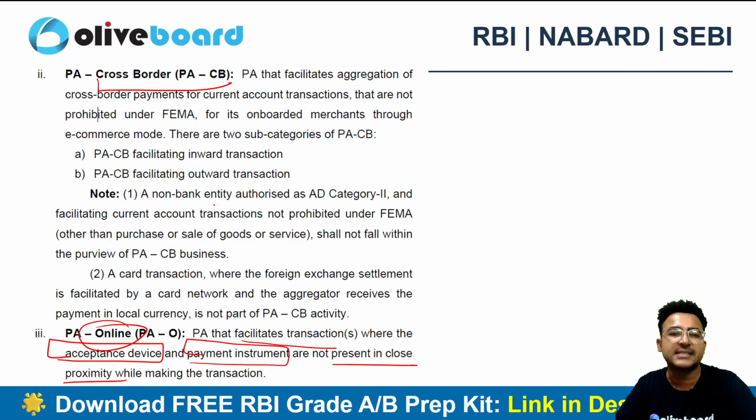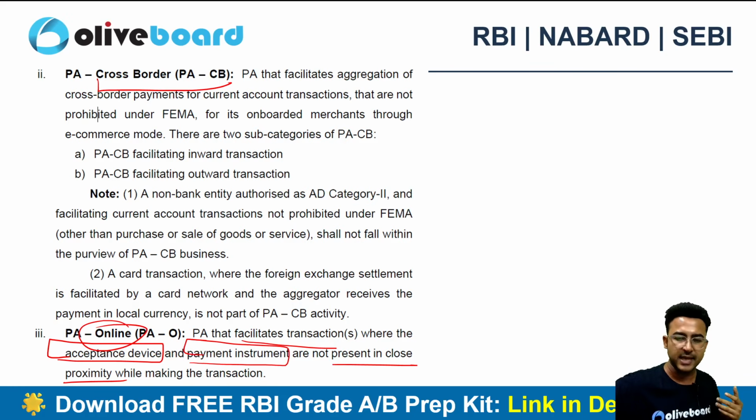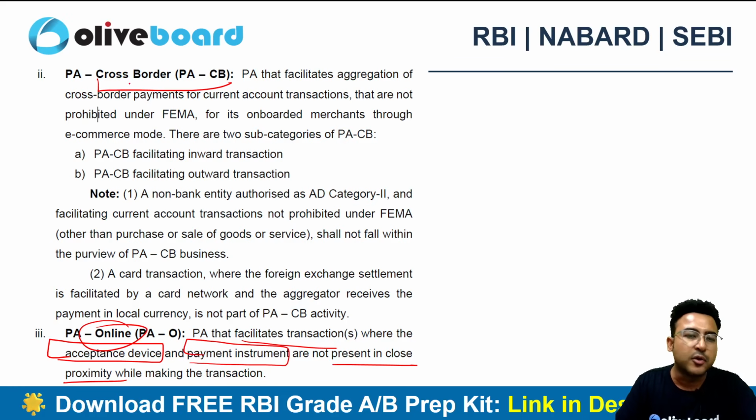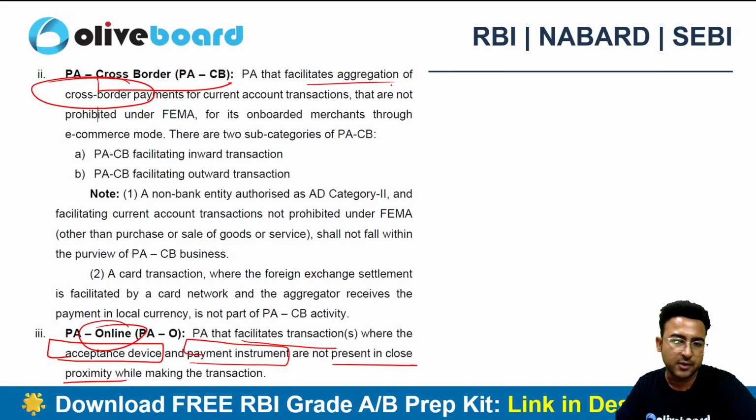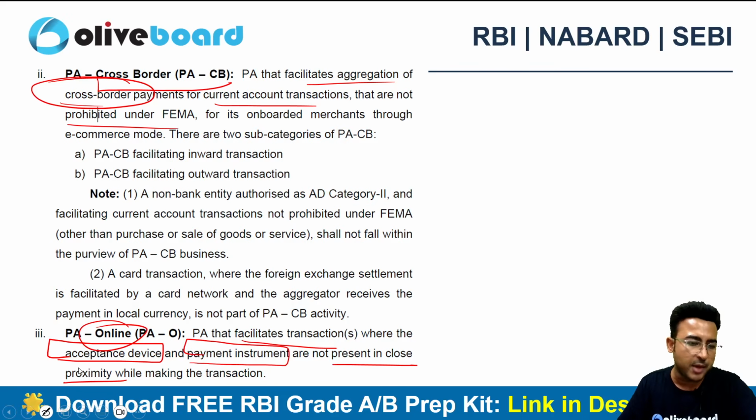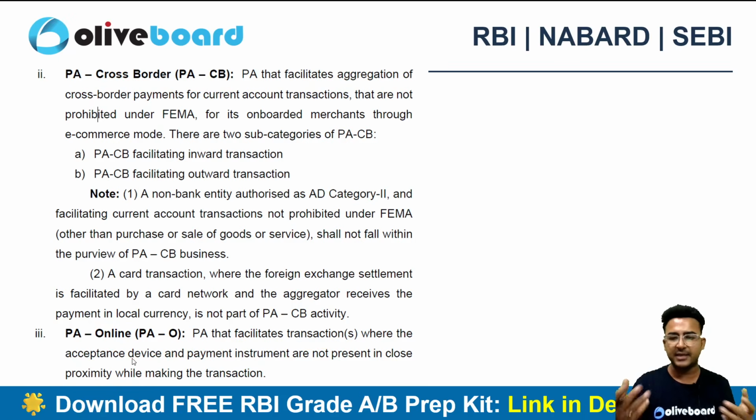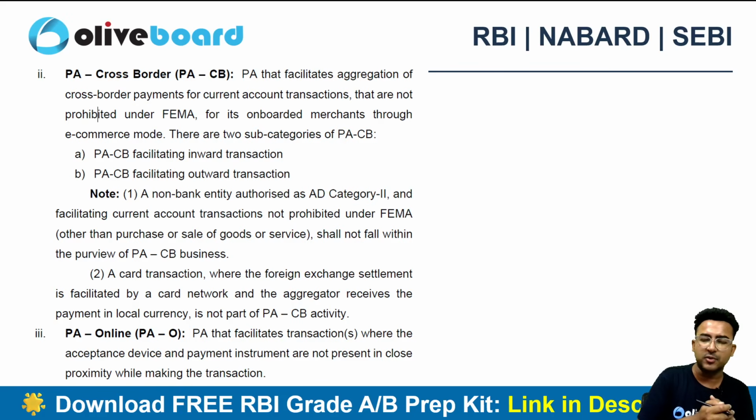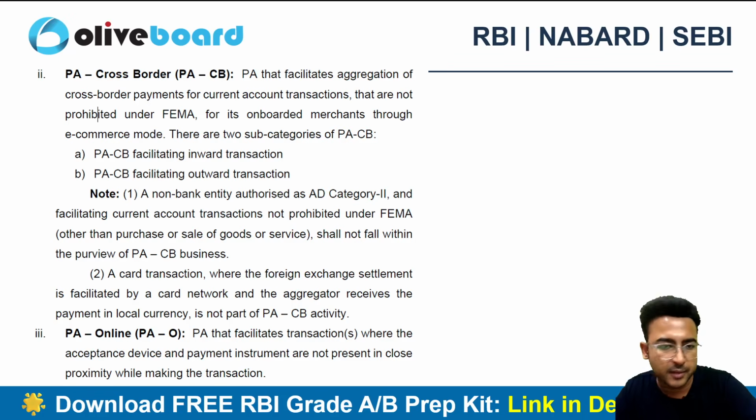And cross-border, as the name says it all, they are facilitating the inward transaction and outward transaction. As the name says, cross-border means they are doing transactions across borders only, right? So the facilitation of the aggregation of cross-border payments for current account transactions not prohibited by FEMA, right? Whenever you are making a cross-border or foreign transaction, you need to take the approval of FEMA. So some things are already there in the non-prohibited sector of FEMA. So you can easily use the payment aggregator cross-border platform for that.